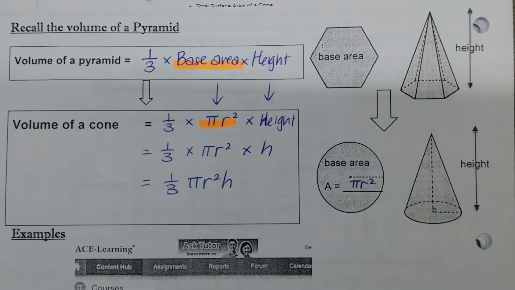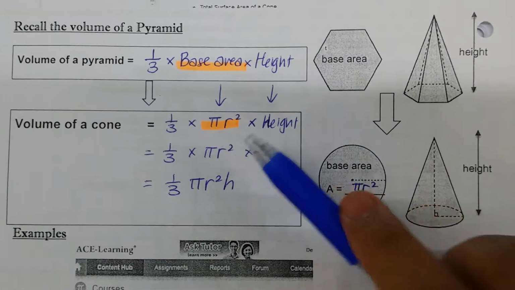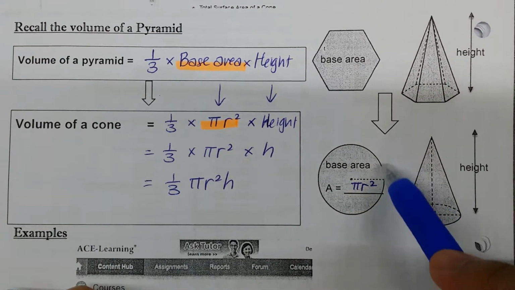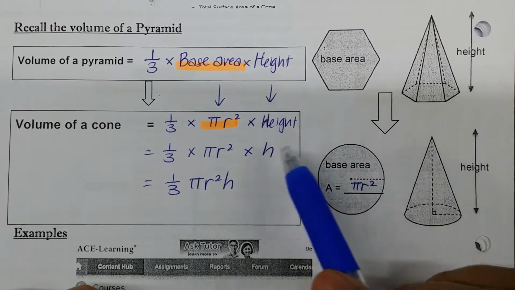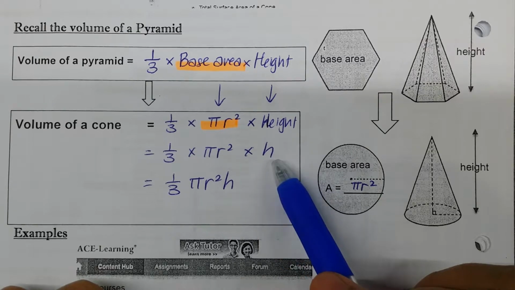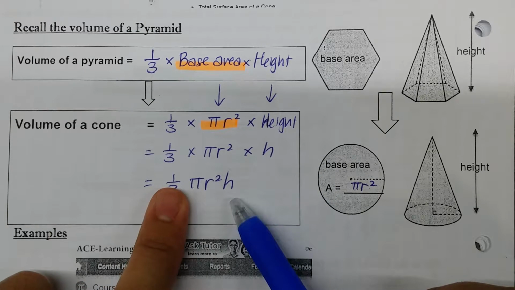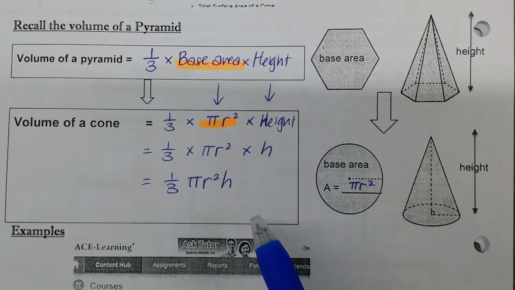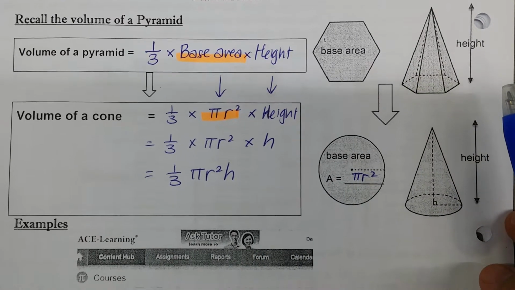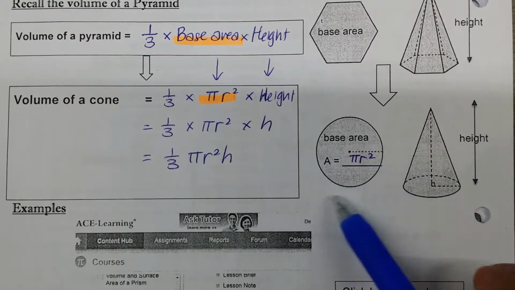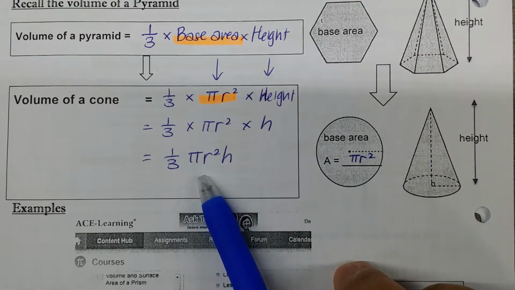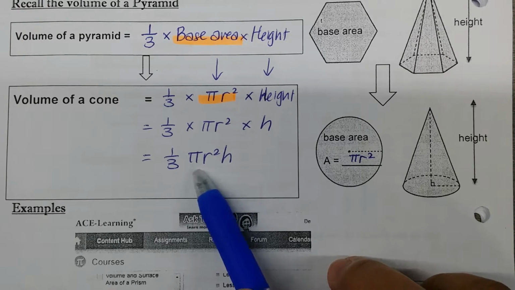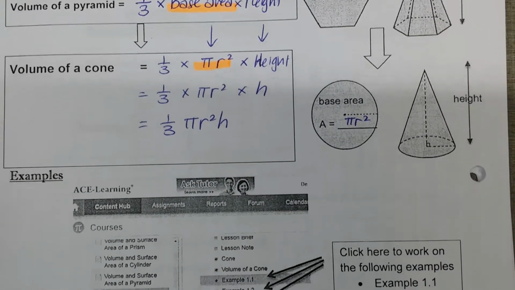You just replace the base area with pi r square, because for cone, the base must be a circle. The height you just write as h. The formula is very easy to remember. 1/3 pi r square h will be the volume of cone. Remember? 1/3 pi r square h. Just recall, for cone the base area is circular. That's why you will see pi r square, the area of a circle, in the formula.